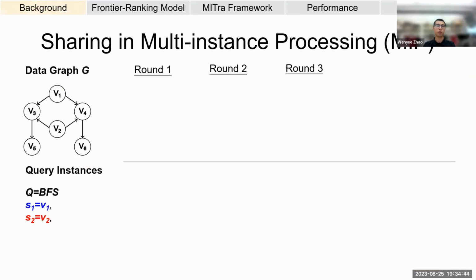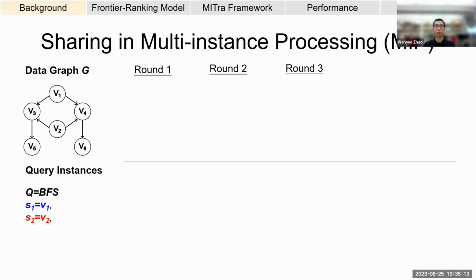So what is the difference between multi-instance processing and traditional single-instance graph query processing? Well, multi-instance processing provides the opportunity of sharing across instances. Here is an example. On the left, we have input containing a data graph G. Graph query Q is BFS, and we have two query instances with different source vertices, V1 and V2.